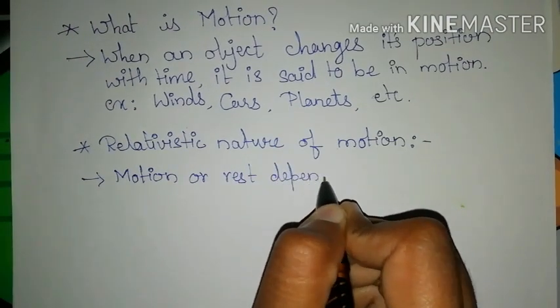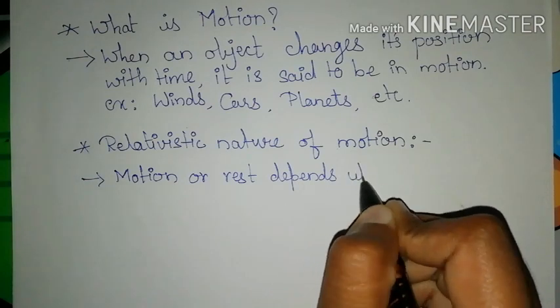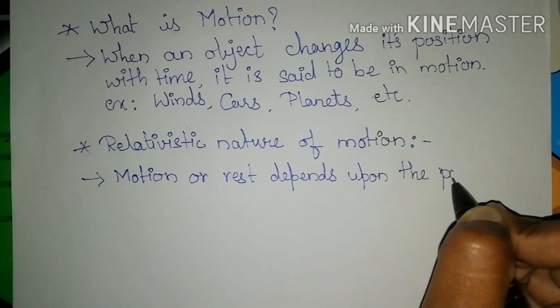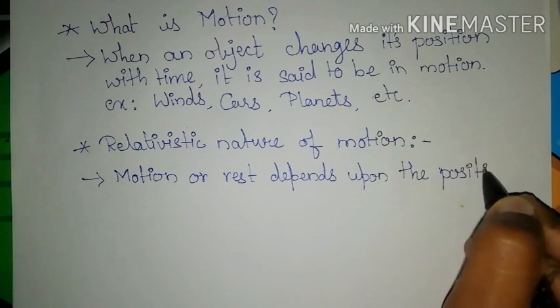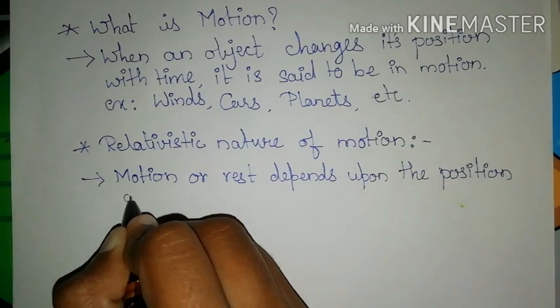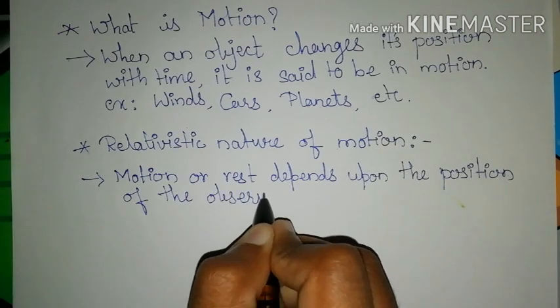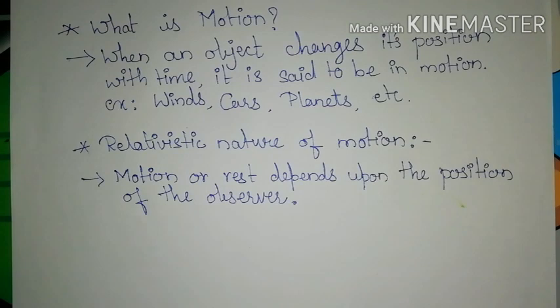Relativistic nature says the condition of motion or rest depends upon the position of the observer. Here, in the example which I just gave, in the first case, when you are sitting inside the bus, you will be the observer. But when someone is looking from the outside, that other person will be the observer in that case.